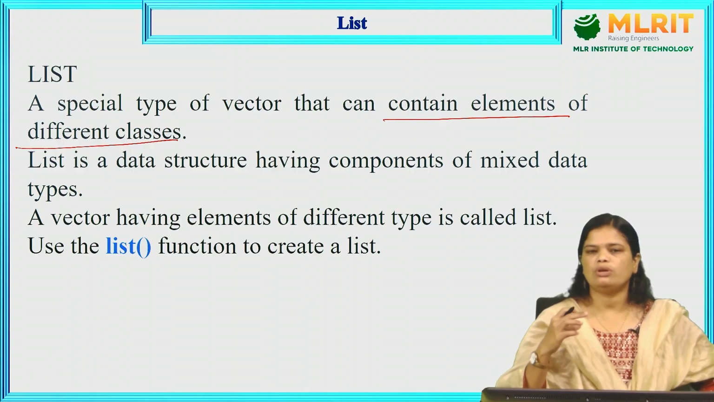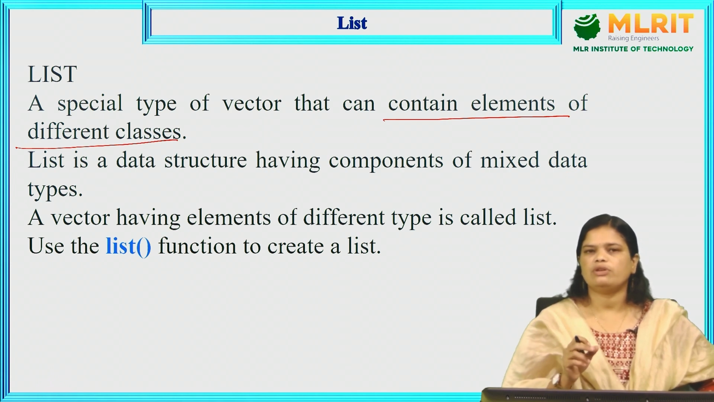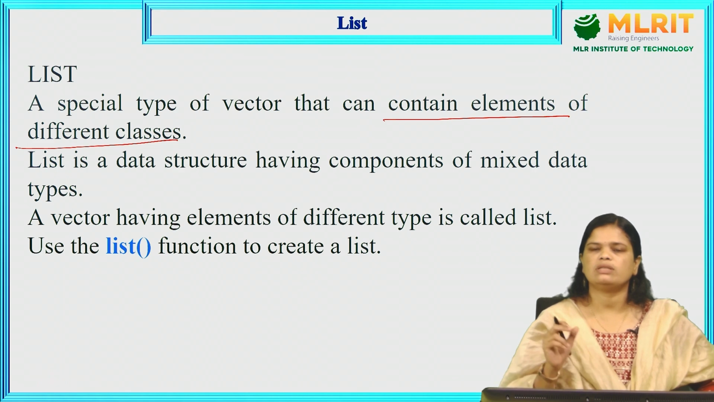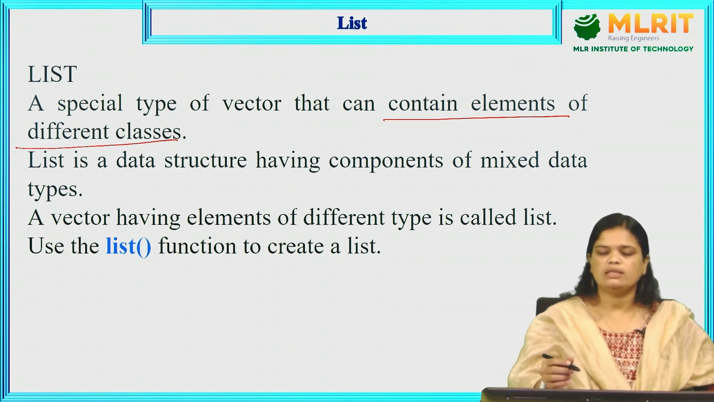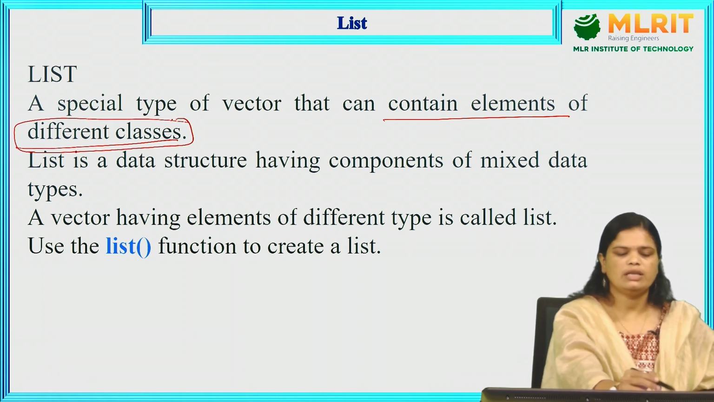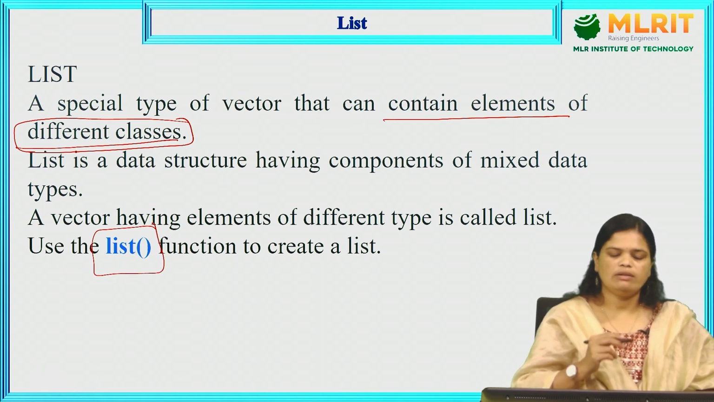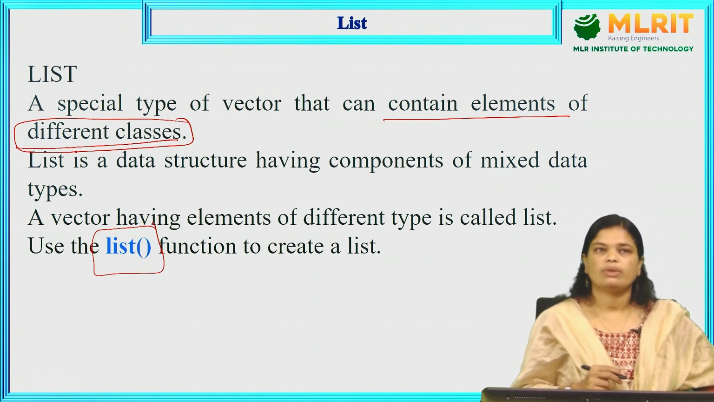If you have to store different types of data, then you can store by using a vector, but you have to use a numeric vector for storing numeric variables, a complex vector for storing complex variables, and a string vector for storing string variables. But in a list, we can store different classes of data, and the list needs to be created with the list built-in function. So that is the major difference between a list and a vector.